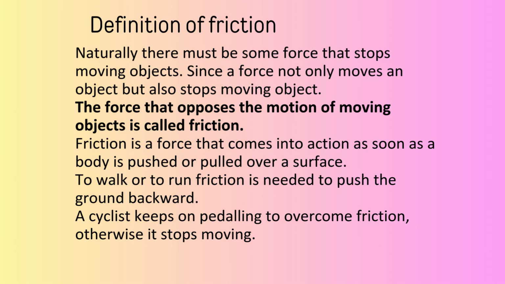Naturally, there must be some force that stops moving objects, since a force not only moves an object but also stops a moving object. The force that opposes the motion of moving objects is called friction. Friction is a force that comes into action as soon as a body is pushed or pulled over a surface. To walk or to run, friction is needed to push the ground backward. A cyclist keeps on pedaling to overcome friction, otherwise it stops moving.